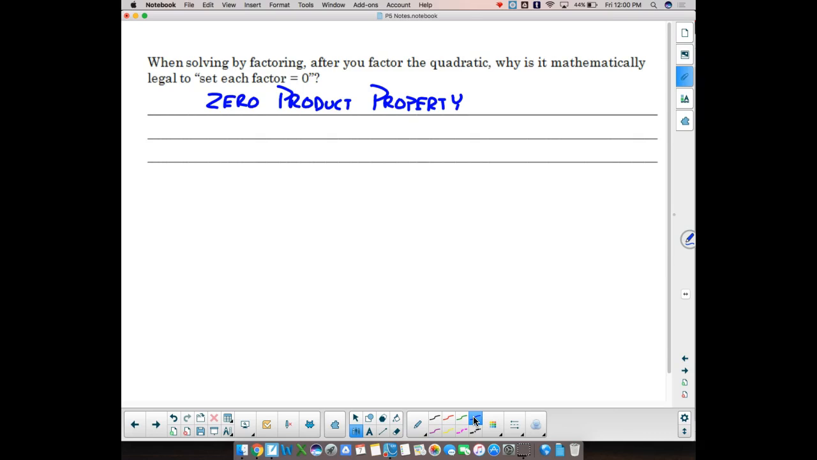The zero product property tells you that if A times B is equal to 0, then A is equal to 0 or B is equal to 0. Okay? That's what it tells you. So that makes it legal. So one or both of them have to be 0. So that's why we can do that.